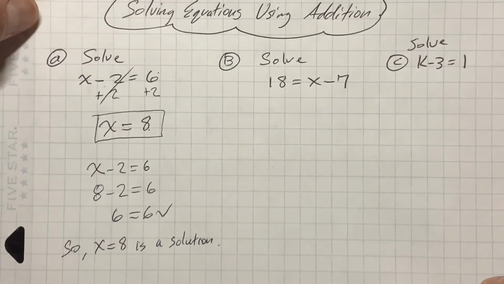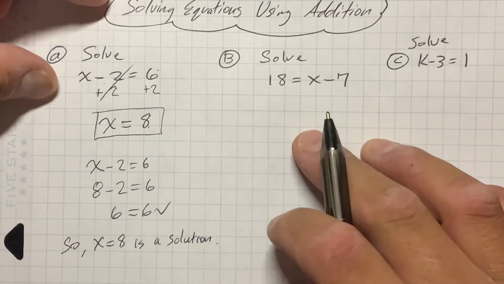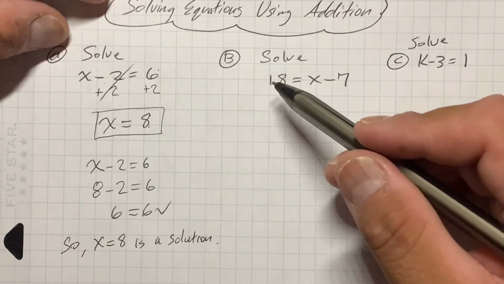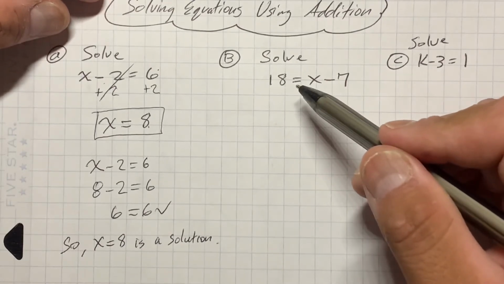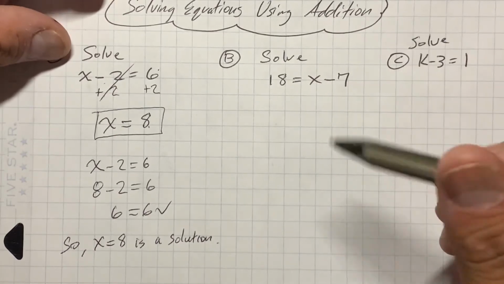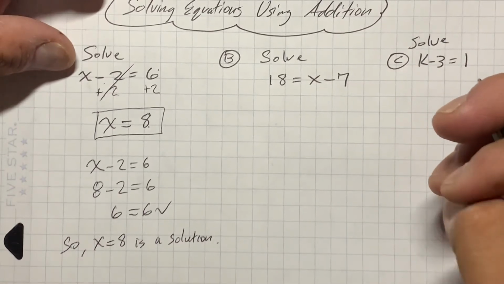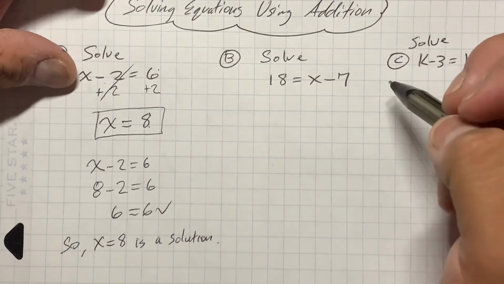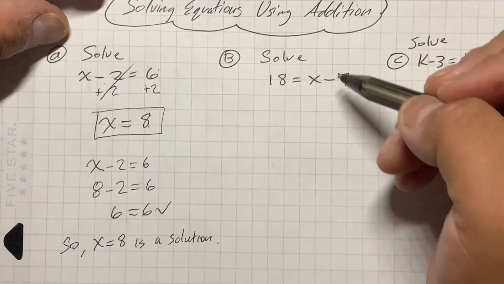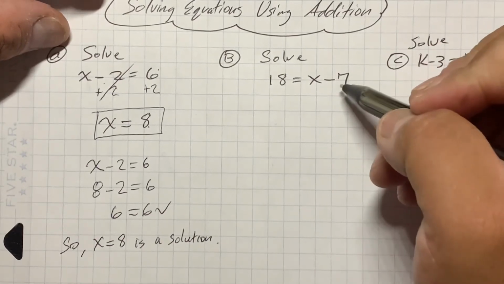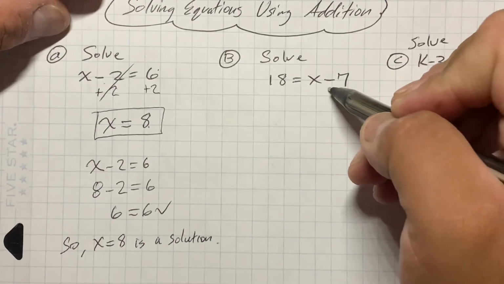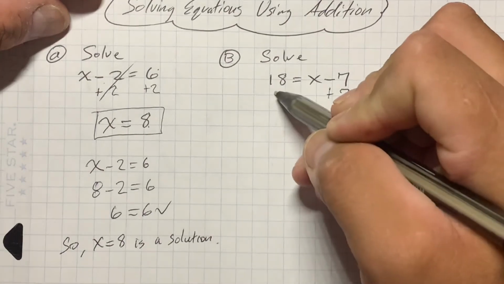So the next one we have, and just pay attention again, we're going to solve, we're going to evaluate when the equation states that the total is 18 when we have x minus 7. So again, we're going to do the inverse operation of subtraction. The inverse operation of subtraction is addition, because addition reverses the operation of subtraction. So we want to isolate the x variable. So we do that by adding 7 to each side of the equation.